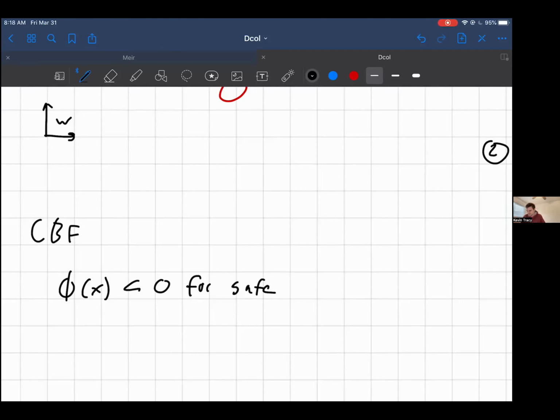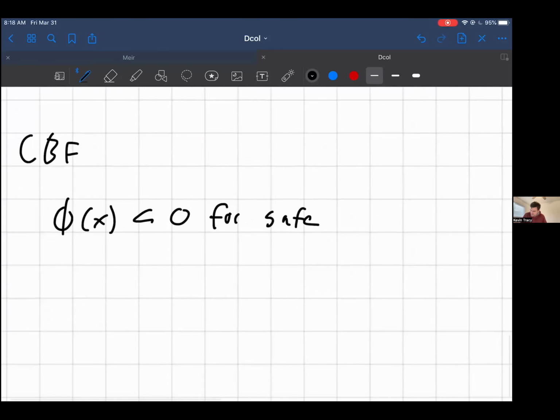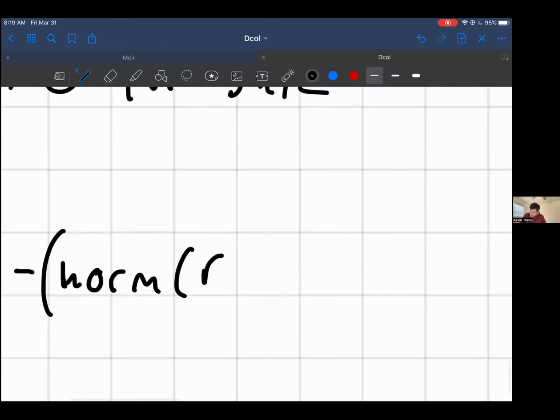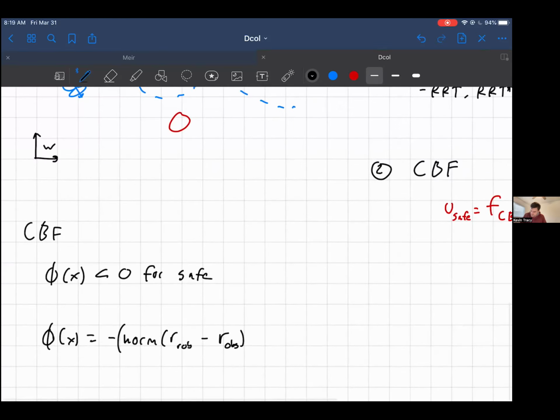So basically I have some phi function. Phi is going to take in the state and tell me how safe it is. If it's negative, it means it's safe. If it's positive, it means it's unsafe. So I'll give an example of how to write something like this. Imagine I would have phi equals, and I could do something like negative norm of R robot minus R obstacle. But first let me write out just the general thing we want, and then we'll convert it to a safety index.